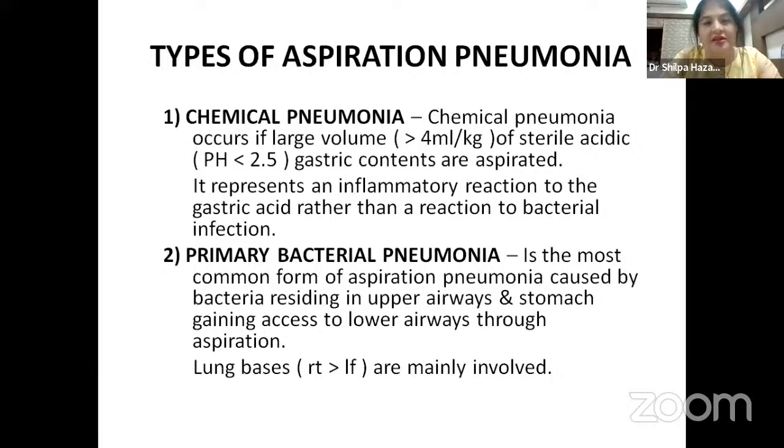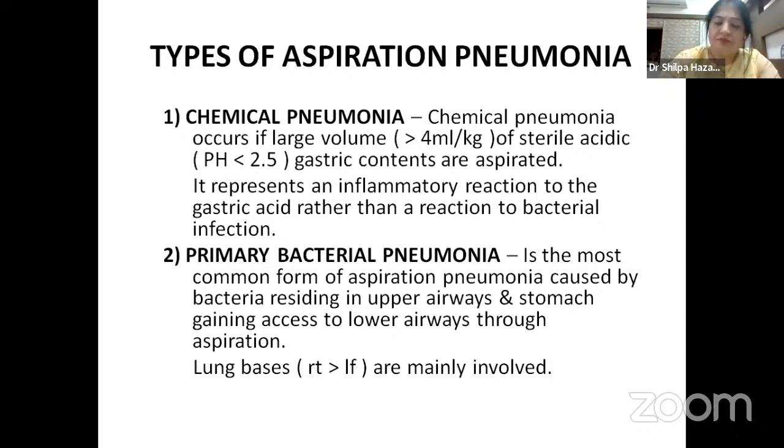So there is no bacterial infection as such, it's an inflammation induced by gastric acid, so that is chemical pneumonia. The other possibility is primary bacterial pneumonia. In primary bacterial pneumonia, the child has aspirated upper airway secretions, saliva, or any other upper airway secretion, and if there were significantly infected tonsils, or pharyngitis, with a significant bacterial load in that aspirate, then they may develop primary bacterial pneumonia also.